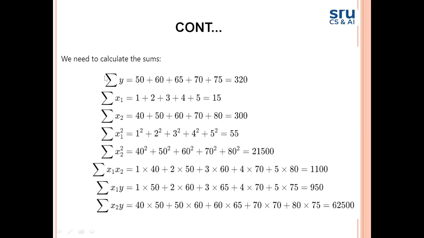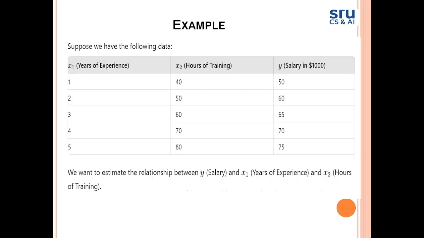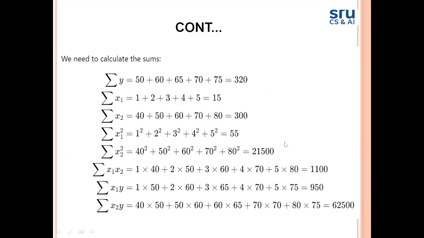So we put all these values in the equations. First we take the summation of y. We get 320. Then the summation of x1, we get 50. Then we take the summation of x2. Here we get 300. Then the summation of x1 square, here we get 55. Then the summation of x2 square, here we get 21,500.